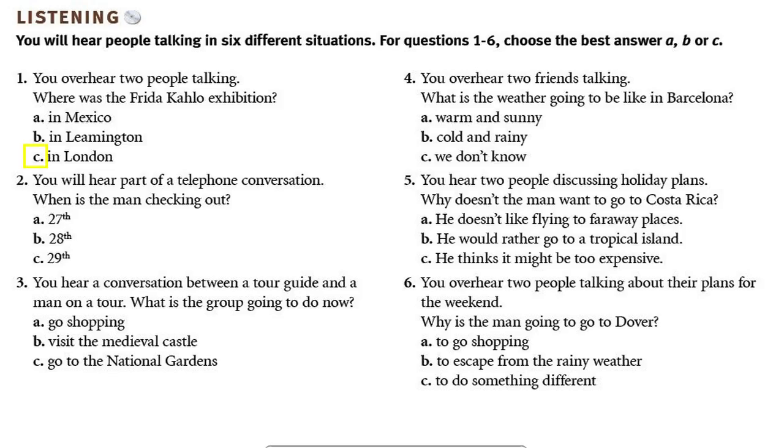2. Roundup. Listening. You will hear people talking in 6 different situations. For questions 1 to 6, choose the best answer A, B or C. 1. You overhear 2 people talking. Where was the Frida Kahlo exhibition? A. In Mexico. B. In Leamington. C. In London.